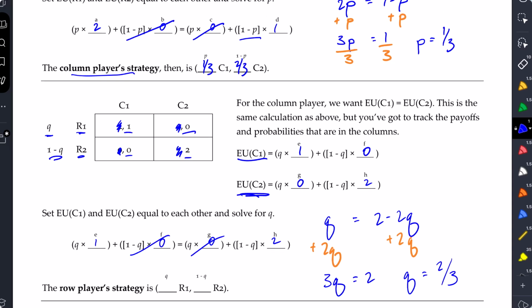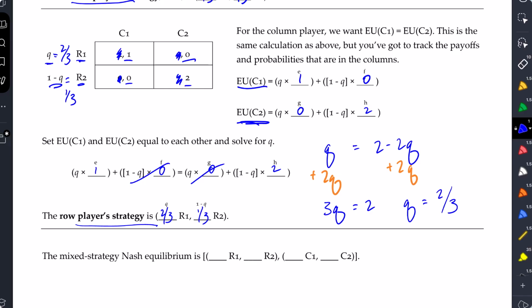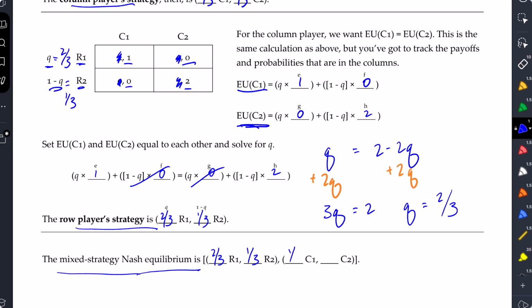Okay, so to make player 2 indifferent between playing C1 and C2, Q needs to equal 2/3, and 1 minus Q needs to equal 1/3. So player 1's strategy is 2/3 R1, 1/3 R2. Okay, so then our mixed strategy Nash equilibrium is going to be just what we've said. Okay, there we go.